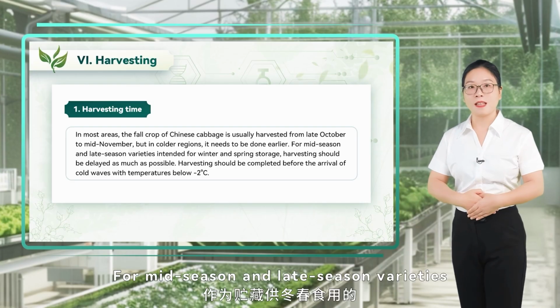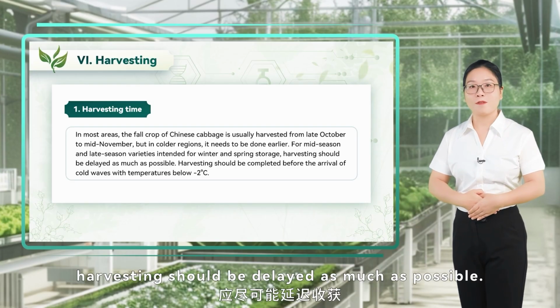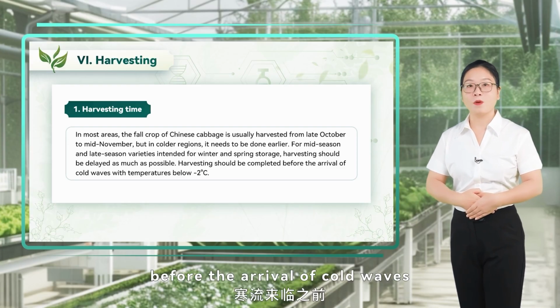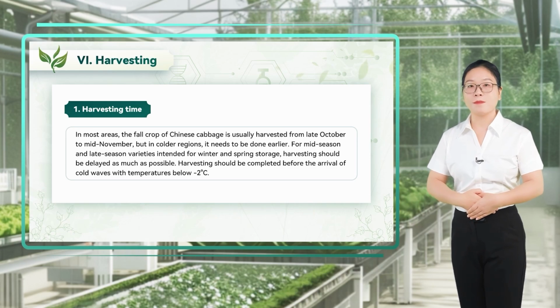For mid-season and late-season varieties intended for winter and spring storage, harvesting should be delayed as much as possible. Harvesting should be completed before the arrival of cold waves with temperatures below -2 degrees Celsius.